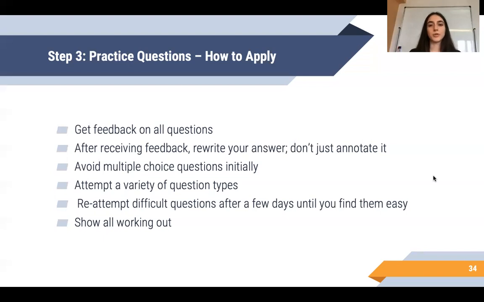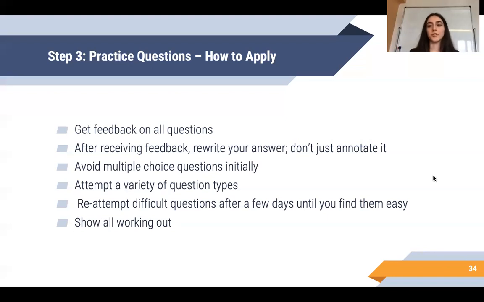Avoid multiple choice questions initially. Multiple choice questions should only be done at this stage if you can answer them without looking at the options. So if you have to look at the options and choose an answer, that doesn't actually test your understanding. It tests your familiarity with the content. So keep that in mind. Attempt a variety of question types. So that includes short answer, long answer, calculation questions, graphs and diagrams.